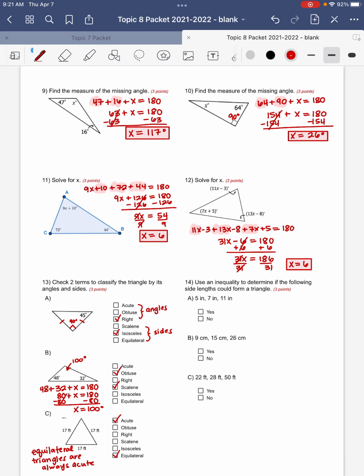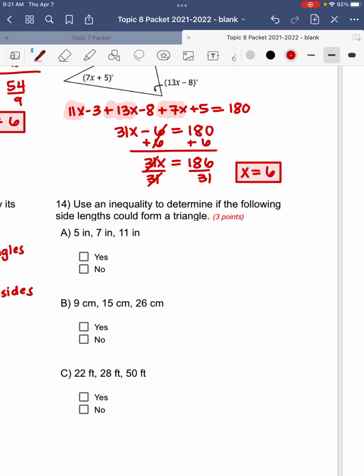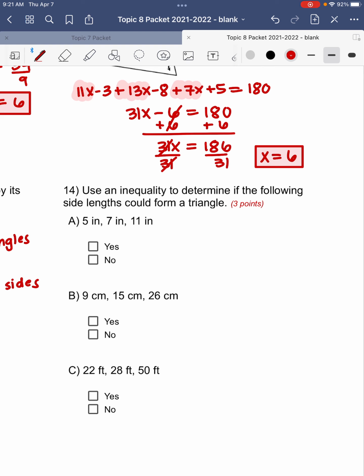Okay, let's move on to number 14. Use an inequality to determine if the following side lengths could form a triangle. So remember the triangle inequality theorem, the two smaller sides have to be greater than the longer side. Okay, so the two smaller sides are 5 and 7. So 5 plus 7 is greater than 11. Well, 5 plus 7 is 12, and 12 is greater than 11. That is a true statement. So yes, this forms a triangle.